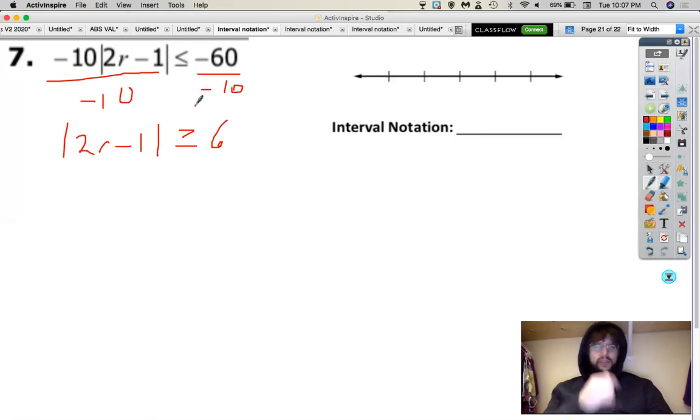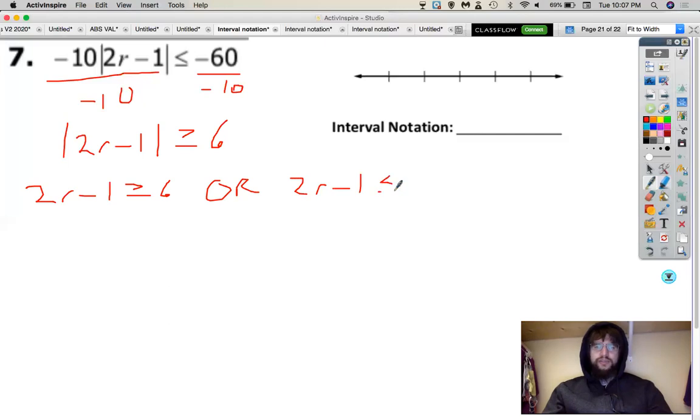Oh, I have 2 problems, and I split them up. 2r minus 1 greater than or equal to 6, or 2r minus 1 less than or equal to negative 6. Again, absolute value, either this thing or negative this thing is greater than or equal to 6. It's negative this thing, just divide by some negative, and you'll just flip that and change that to negative. Here's the shortcut, just remember it. You don't have to remember why, just remember it, and you're good.